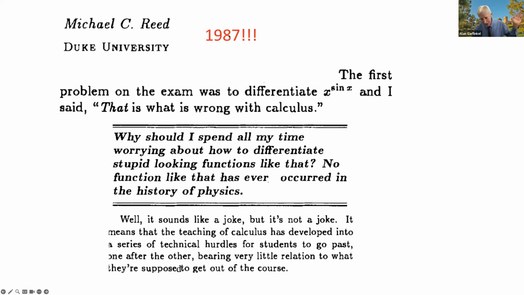Mike Reed from Duke is a mathematical biologist who is still very active in publishing. 35 years ago, he says, first problem was to differentiate x to the sine x. And I said, that's what's wrong with calculus. Why should I spend all my time worrying about how to differentiate stupid looking functions like that? It means that the teaching of calculus has developed into a series of technical hurdles bearing very little relation to what they're supposed to get out of the course. And that's true today. So enough bashing on calculus.